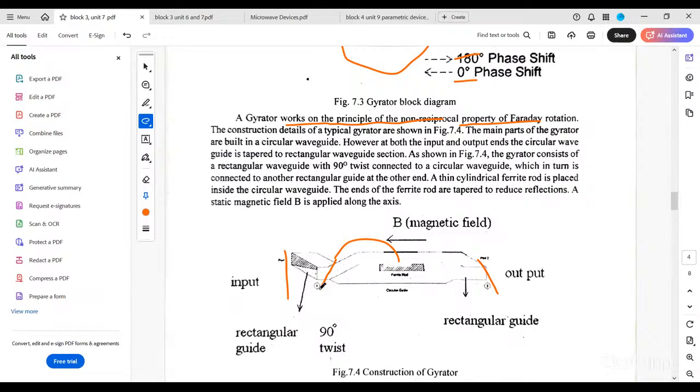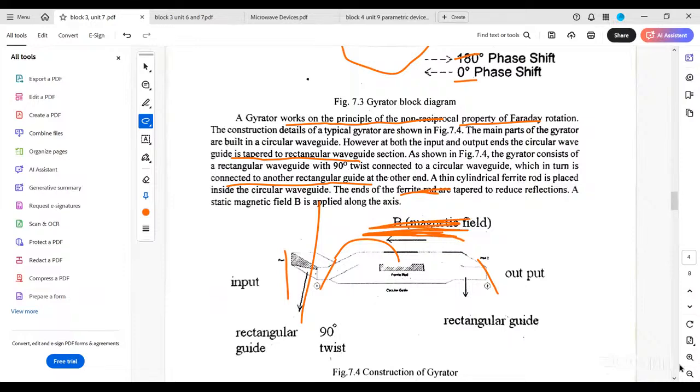What do we have in the middle? Ferrite material. See here. The main parts of the gyrator are the rectangular waveguide sections at the ends. The gyrator consists of one section connected with another section using the twist. Okay, the twist is connected only at the first side. In the middle, what do we have? In the middle, we have a ferrite rod, and I am applying which field? Magnetic field. After applying the magnetic field, what happens?